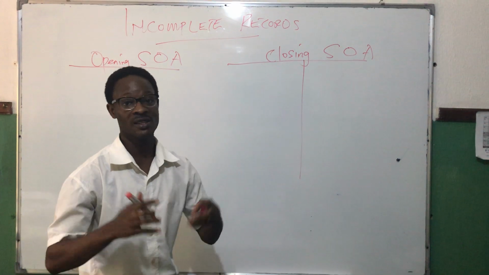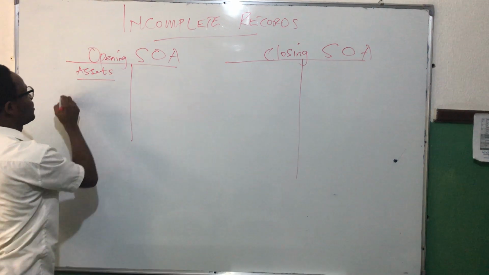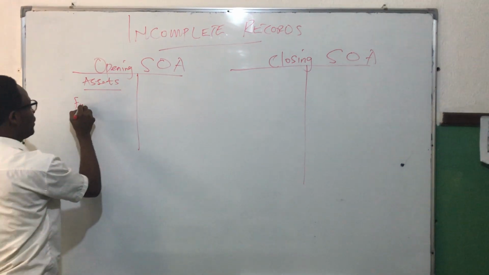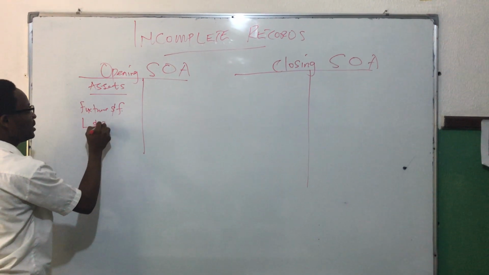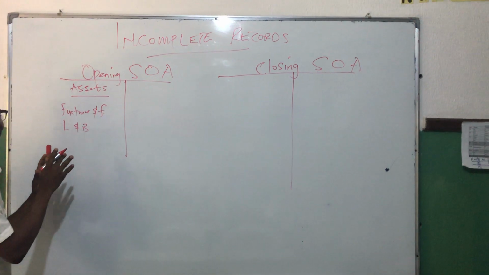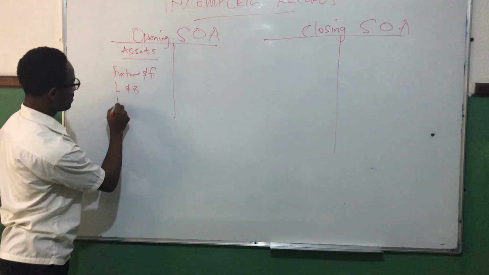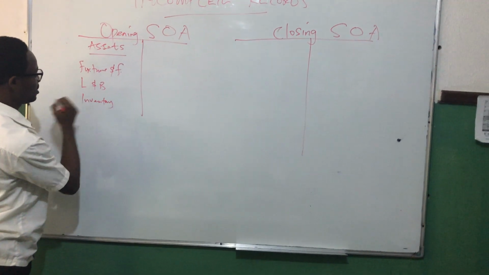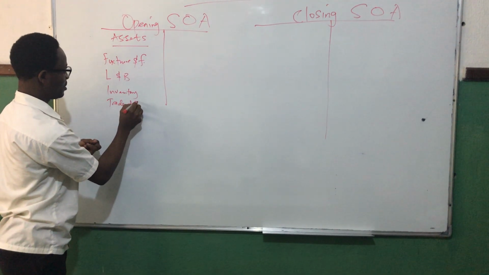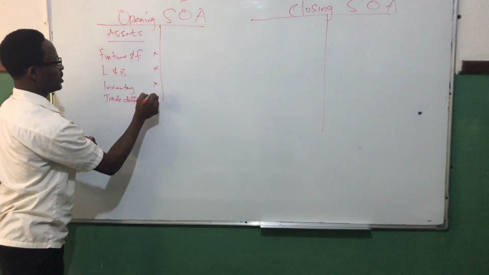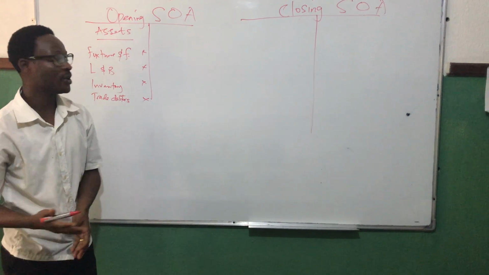Now, for the opening statement of affairs, we're only going to make use of the opening information containing assets and liabilities. Most times they will include fixtures and fittings, land and building, and other non-current assets. Then we may have items like inventory. You may have items like trade debtors. These are the assets that probably were supplied at the beginning of the period.